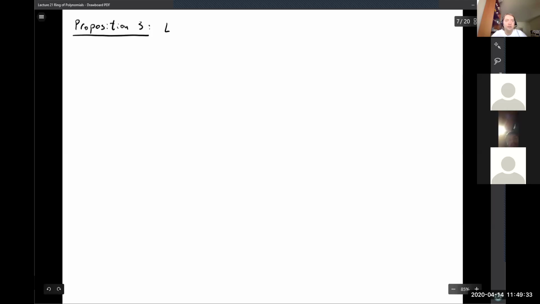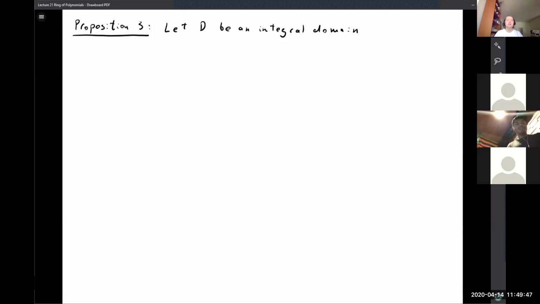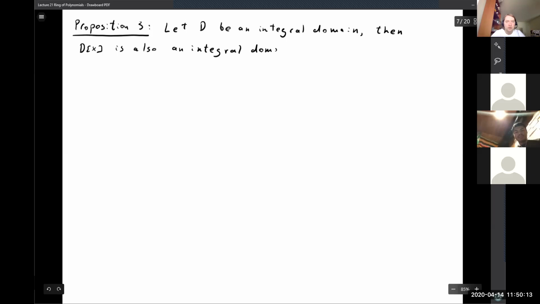Now let D be an integral domain, not just an arbitrary ring. So this will be a commutative ring with unity and no zero divisors, like the best ring you can imagine. Then the ring of polynomials D[x] is also an integral domain.